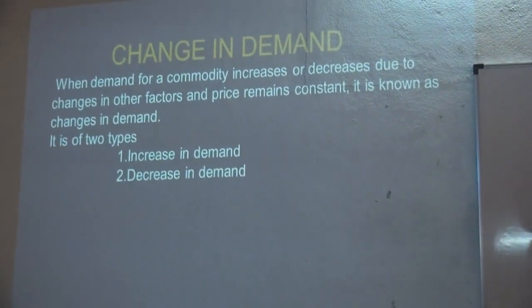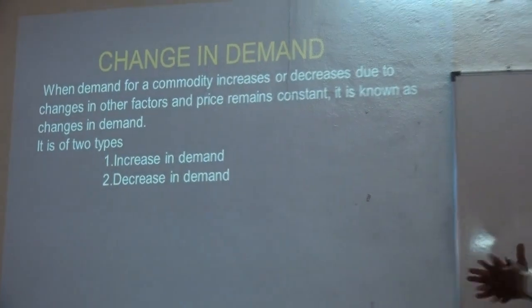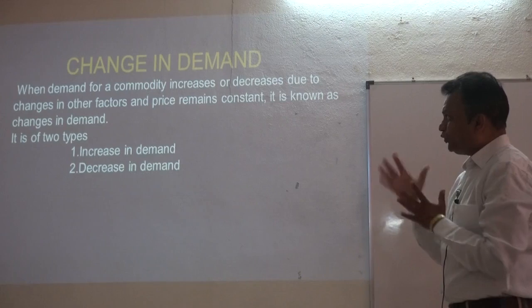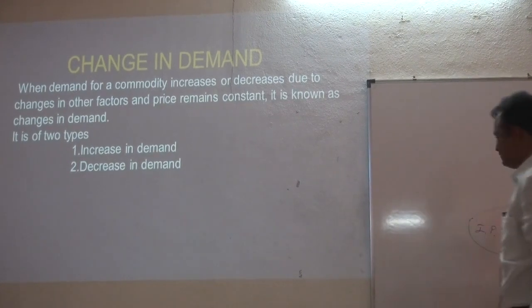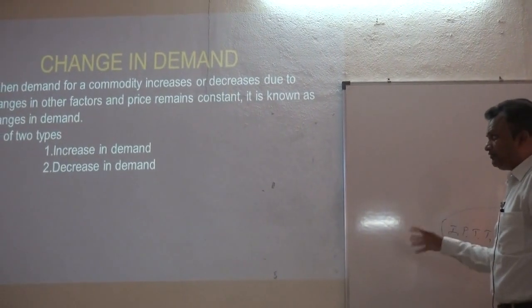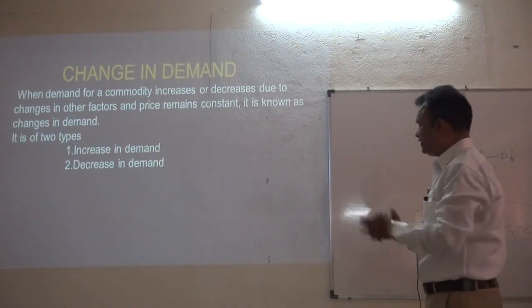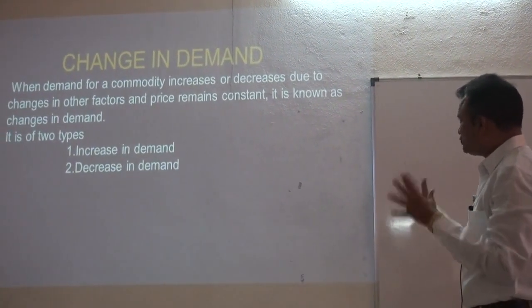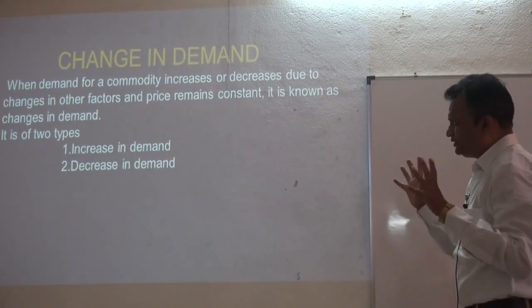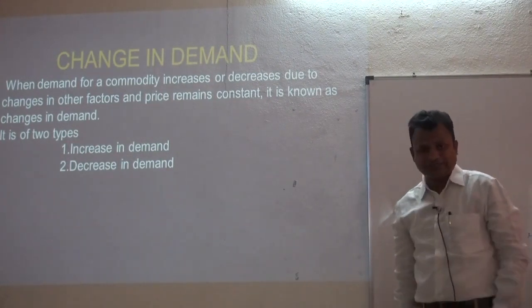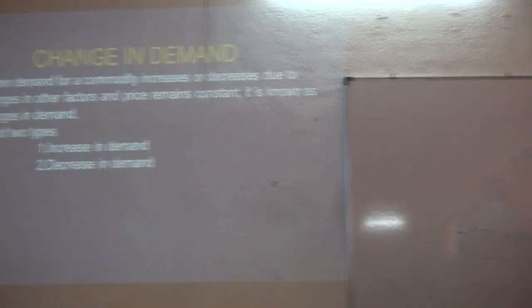We have this slide. This slide explains that the demand for a commodity increases or decreases due to changes in other factors. So what do other factors mean? All these factors which determine the demand are considered other factors here. Due to other factors, with price remaining constant, it is known as changes in demand. Changes in demand has two important concepts: increase in demand and decrease in demand.